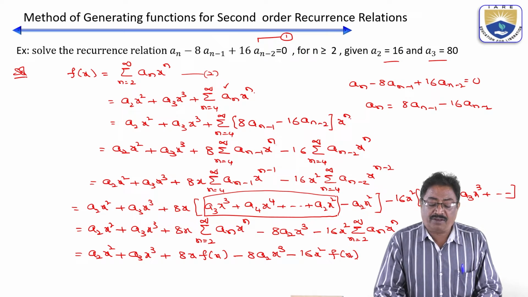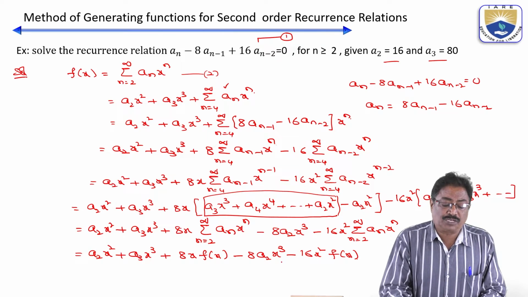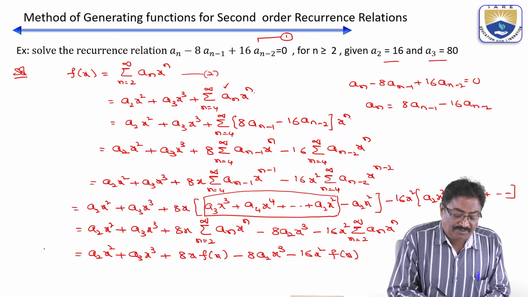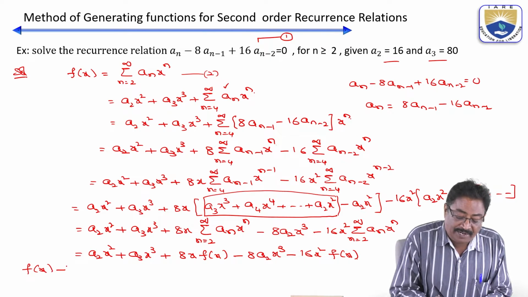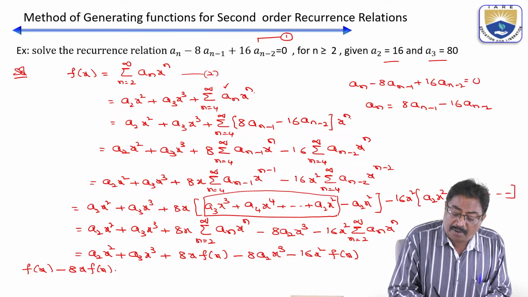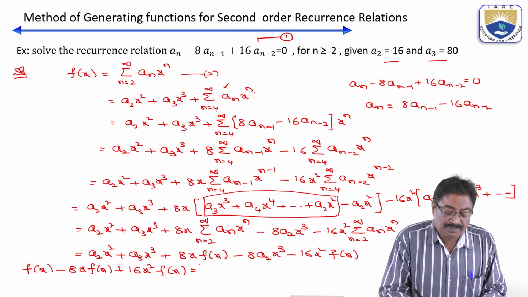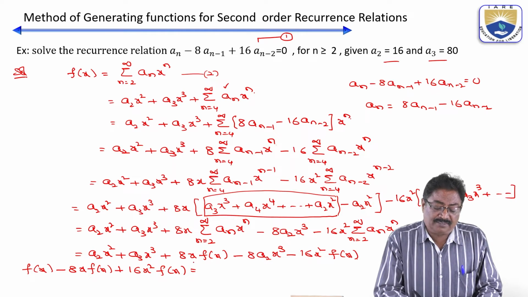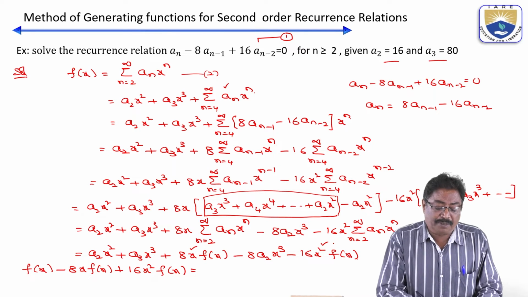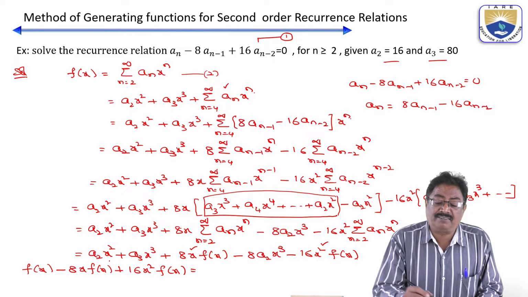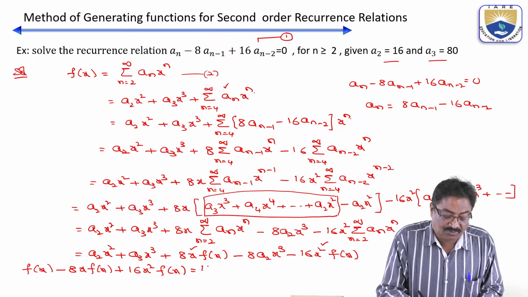Now I am just taking these two terms to this side. So already f of x will be there here. So this is f of x minus 8x f of x plus 16x square f of x equals, then just observe this. This term is going that side and this term I am going to take that side. Then what about the remaining terms? a2 x square. What is a2? 16x square.